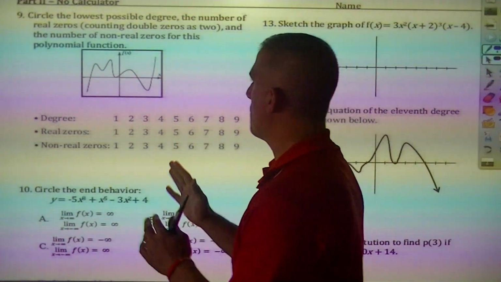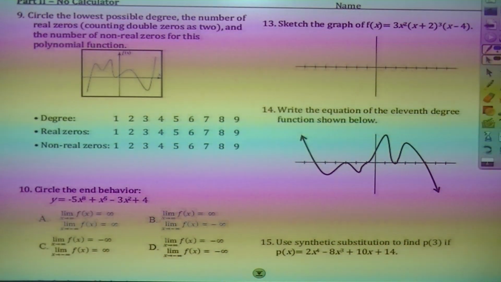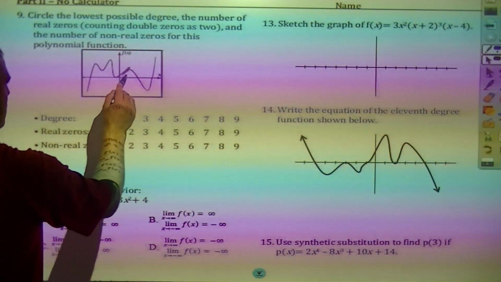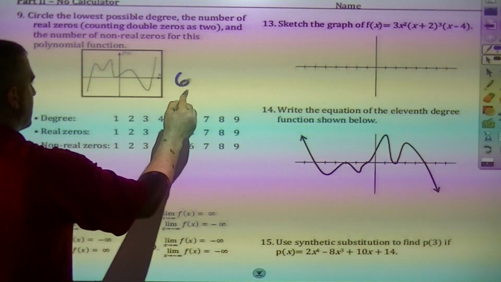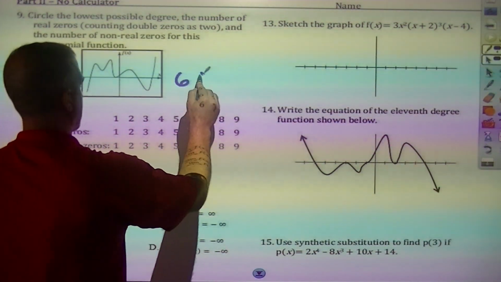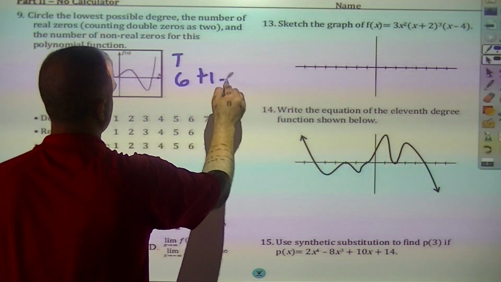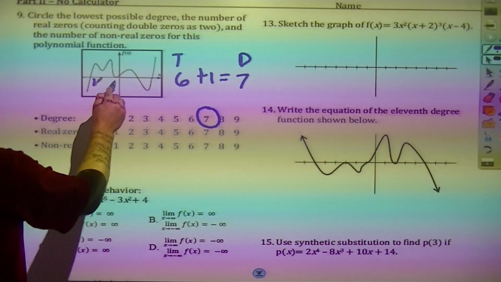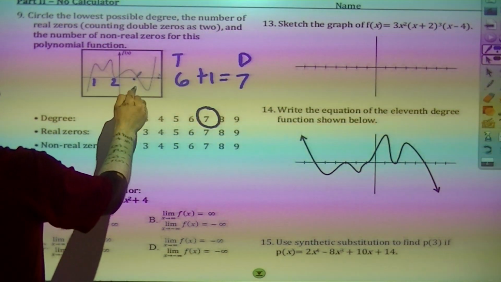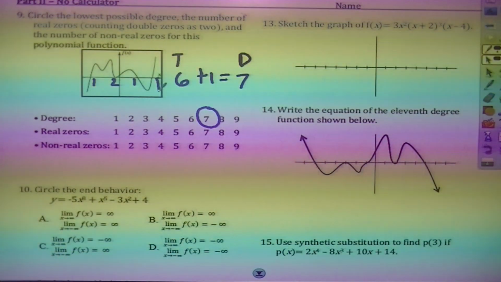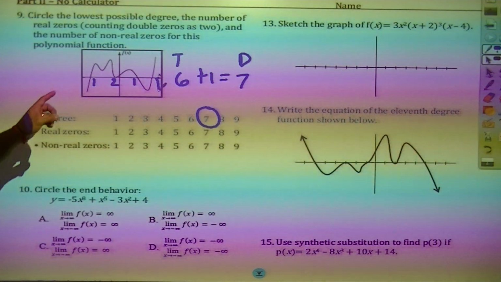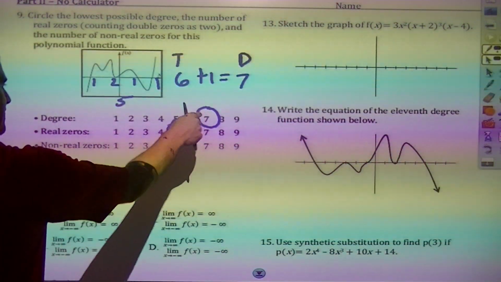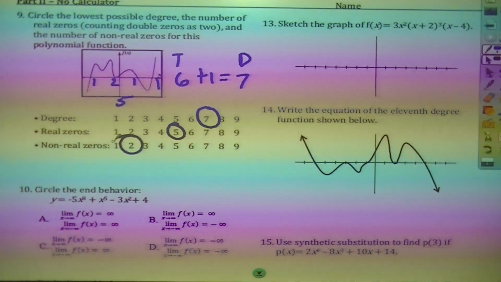Okay, 9. Now we're in the no calculator part. Circle the possible degree. Well, if I count the turns, 1, 2, 3, 4, 5, 6. So I got 6 turns. Okay, so 6 turns plus 1 will give me the degree, so my degree is 7. This counts for 1, this counts for 2, this counts for 1, this counts for 1. So if I total that up, that's 3, that's 5. 5 real zeros. Well, these two have to add up to be this, so that has to be 2.